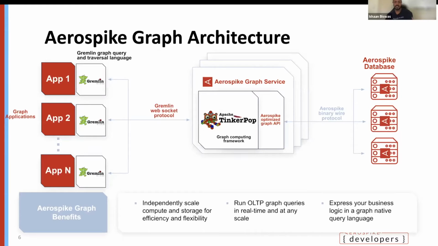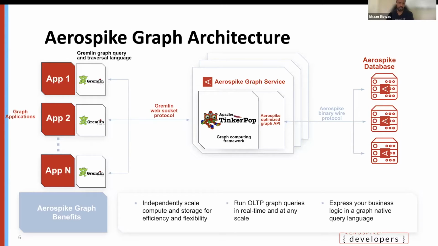So we'll make the assumption that many of you here, or most of you here, are familiar with Aerospike. Aerospike Graph is essentially a graph interface on top of the database. So the product consists of two pieces. The storage layer is the database, so that's the Aerospike database cluster on your right. And then there are Aerospike Graph service instances, that's the boxes in the middle, that provide the graph interface to the database.